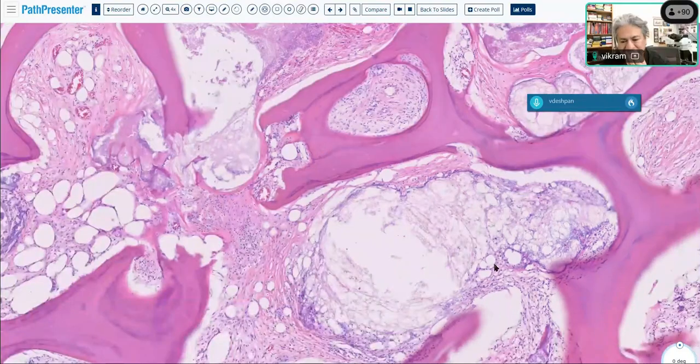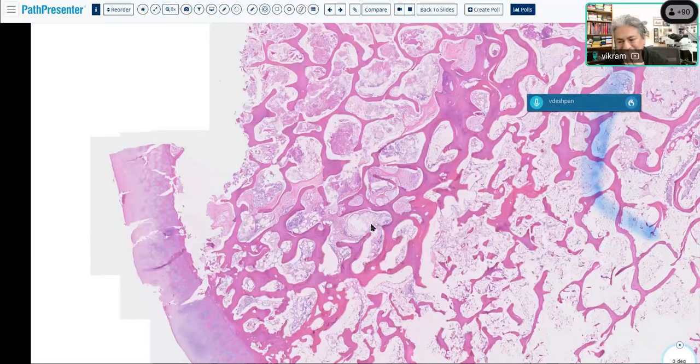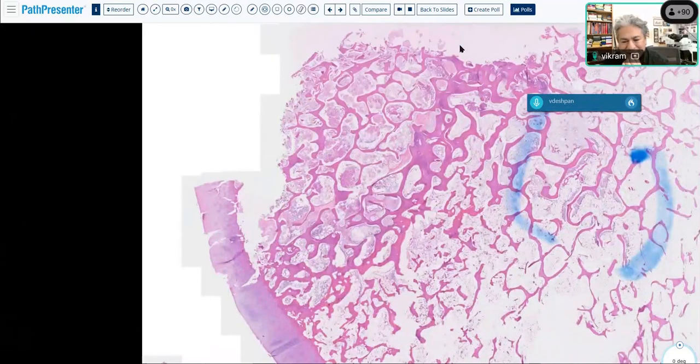So this is typical avascular necrosis, and you can draw a single line. Ignore these dots here. I have no idea why these appeared. See one of my residents trying to point out something.